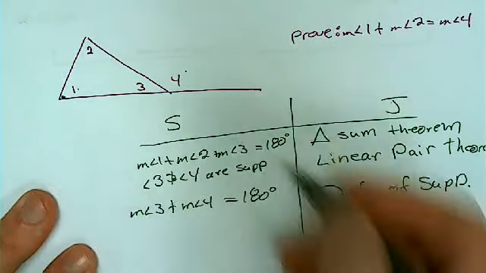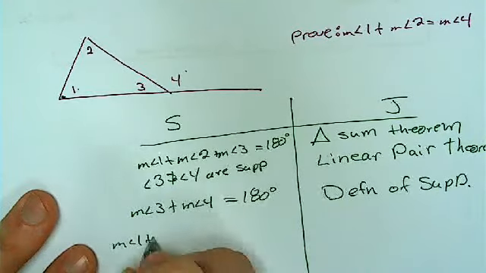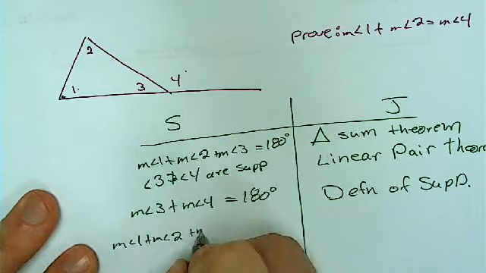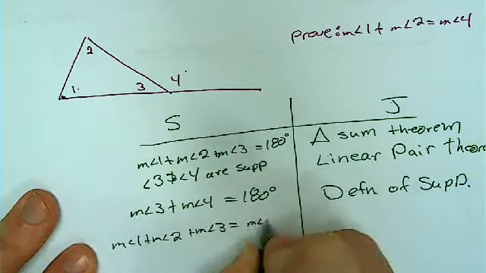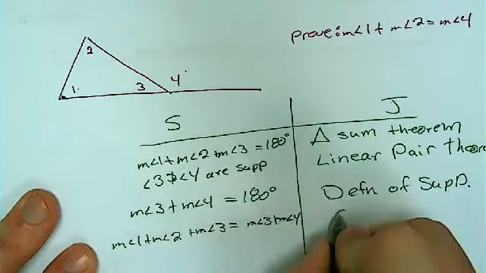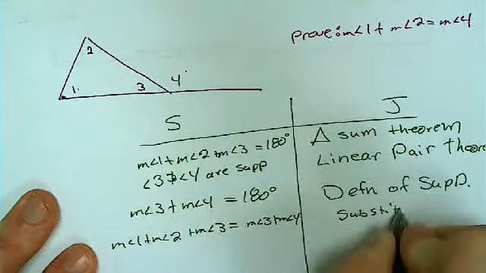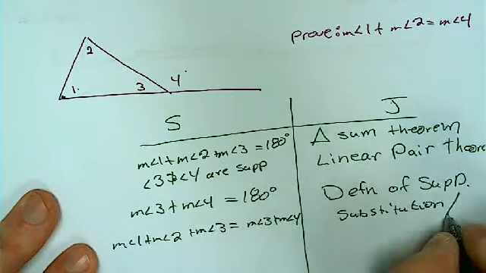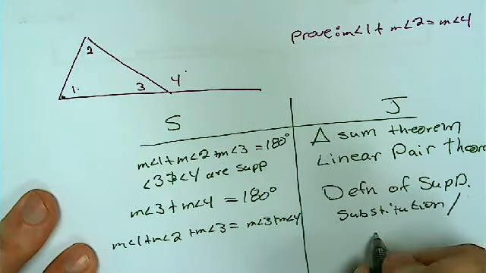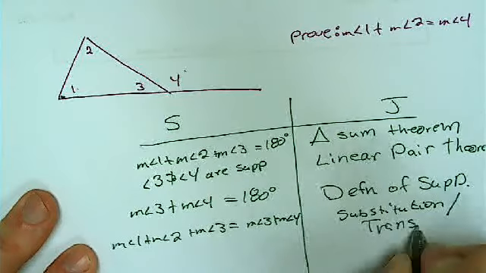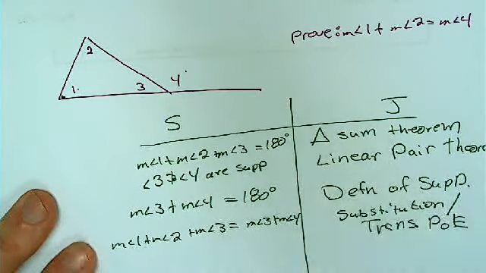Let's plug it in. Measure of angle 1 plus the measure of angle 2 plus measure of angle 3 equals measure of angle 3 plus the measure of angle 4. Substitution. Or what else might I call it? Transitive. Transitive property of equality. Either one works.